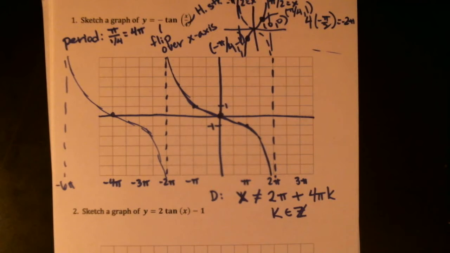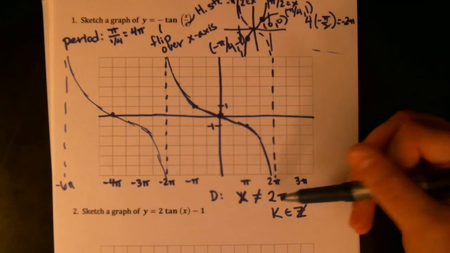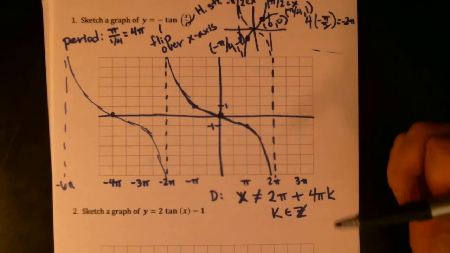If you don't force k to be an integer, then you could say, oh, well, k equals 1/2 gives me 2 pi plus 2 pi plus 2 pi, which is 4 pi, and I'm not supposed to have an asymptote there.